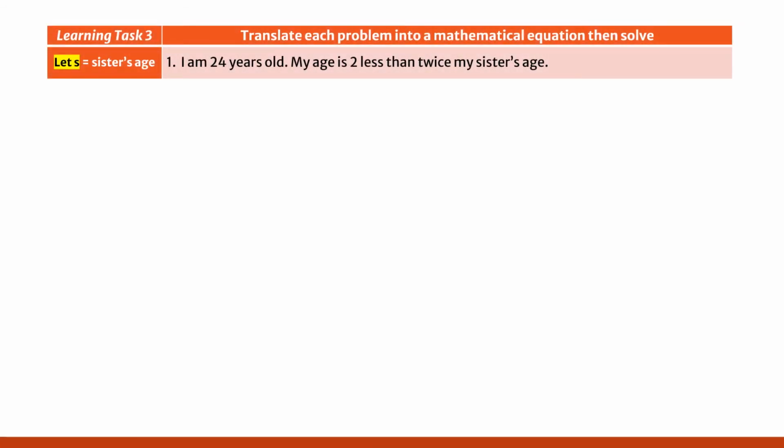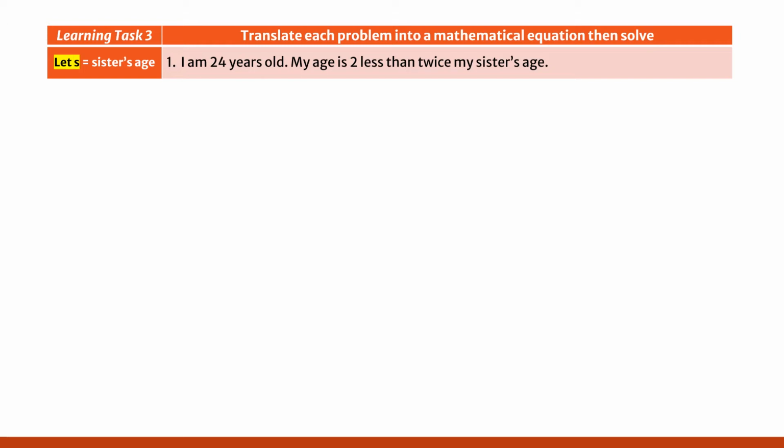Learning task number 3. Translate each problem into a mathematical equation, then solve. Number 1. I am 24 years old. My age is 2 less than twice my sister's age. Well, in this problem, we will let S be equal to sister's age. Okay? And then, from the given problem, i-translate natin ito into mathematical equation. At pagkatapos, saka natin siya isusolve. If you are ready, umpisahan na natin.